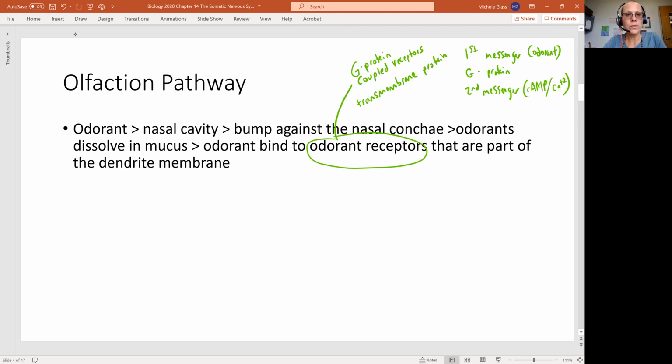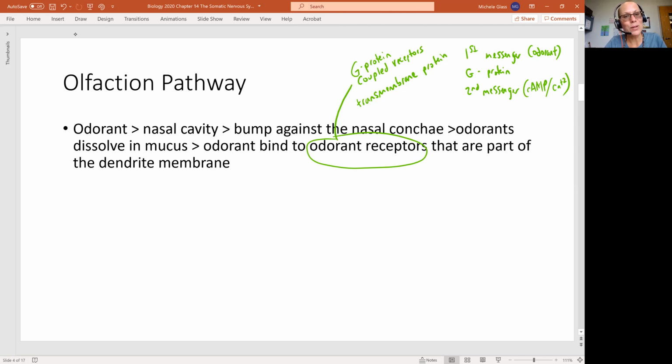When we talk about the first messenger, this is the chemical that binds to the receptor, but it doesn't actually enter the cell. So it binds to the receptor, does not enter the cell. When the first messenger binds to the receptor, it's going to activate the G protein. And the G protein in turn signals the second messenger. The second messenger is a chemical that's already inside of the cell, and it is the chemical that causes the cell to change its function.